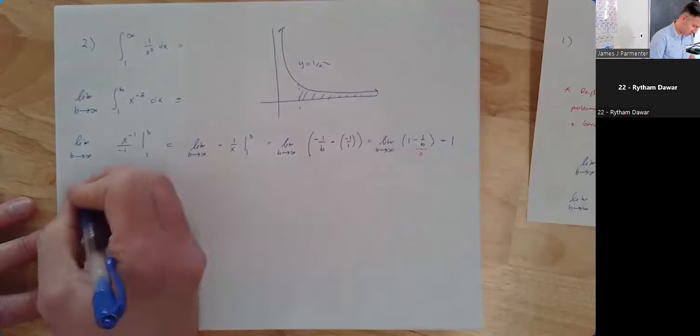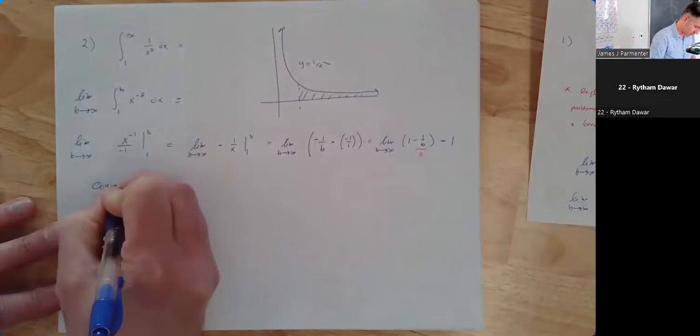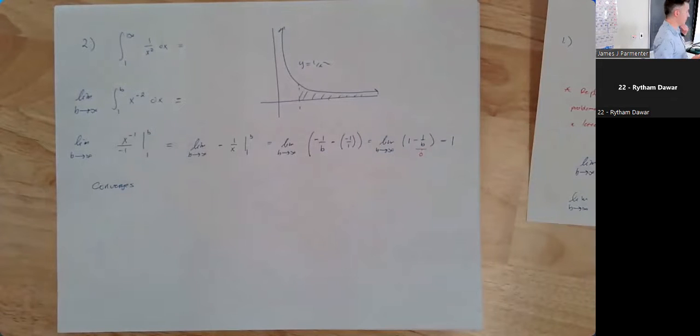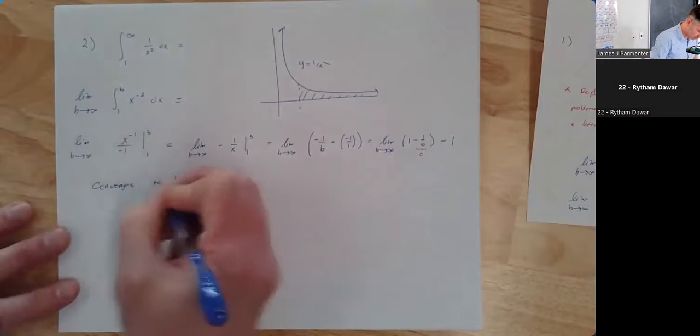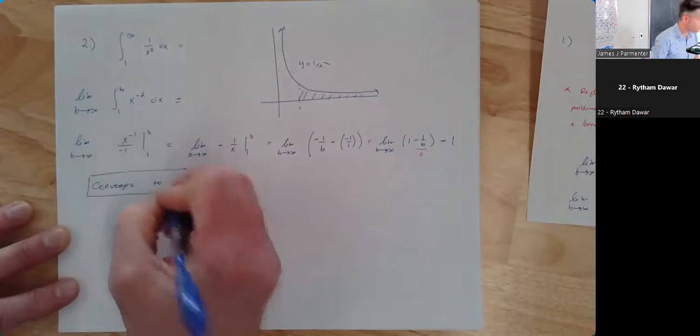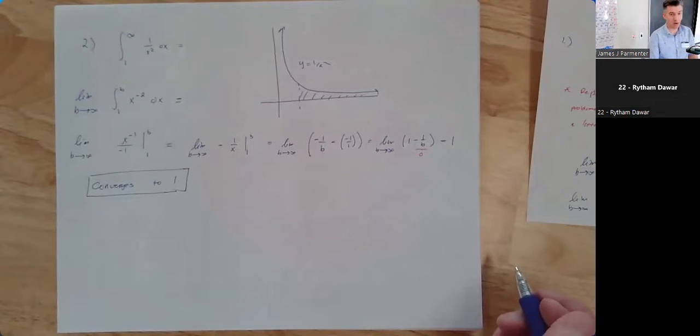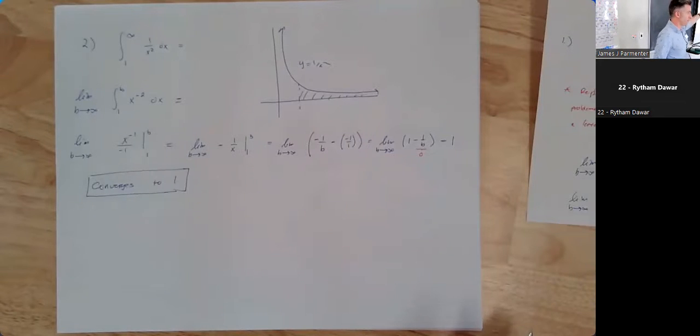So this integral converges. And typically when an integral converges, we also say what it converges to. So this integral converges to 1. So the area under the curve, as your upper limit of integration gets further and further to the right, the area is getting closer and closer and closer to 1.